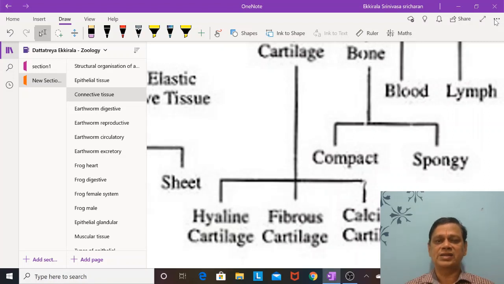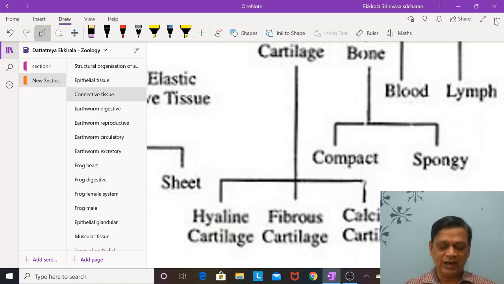throughout life in certain animals like fishes, chondrichthyes, cartilaginous fishes, and cyclostomes. They have cartilage throughout life. In our body, the skeleton is mainly made up of bone, but in certain regions we have cartilage. And there are three basic types of cartilages: hyaline cartilage, fibrous cartilage, calcified cartilage.